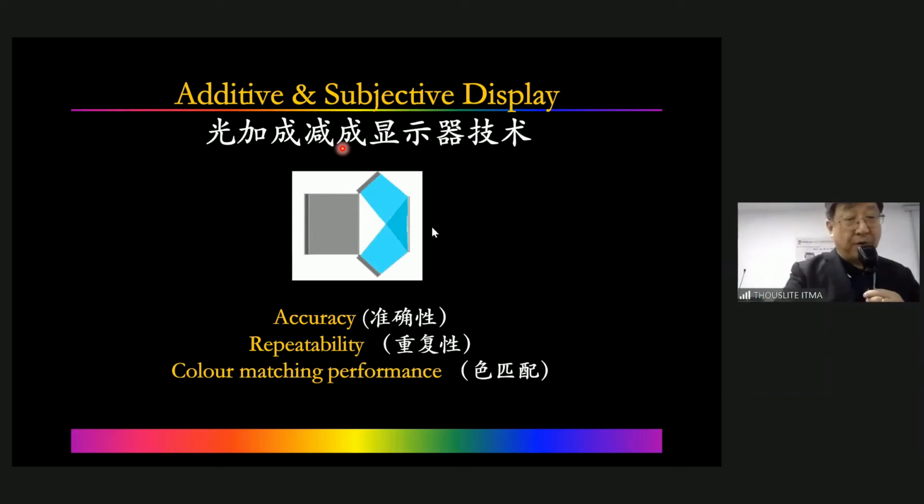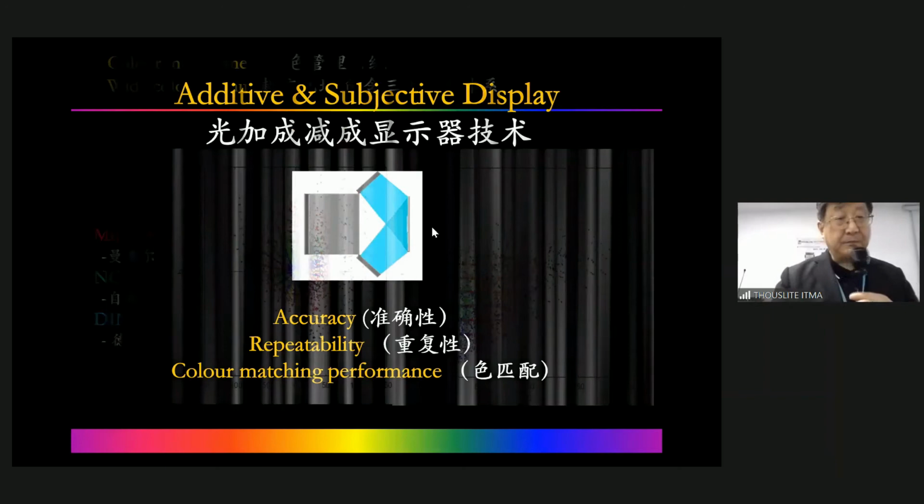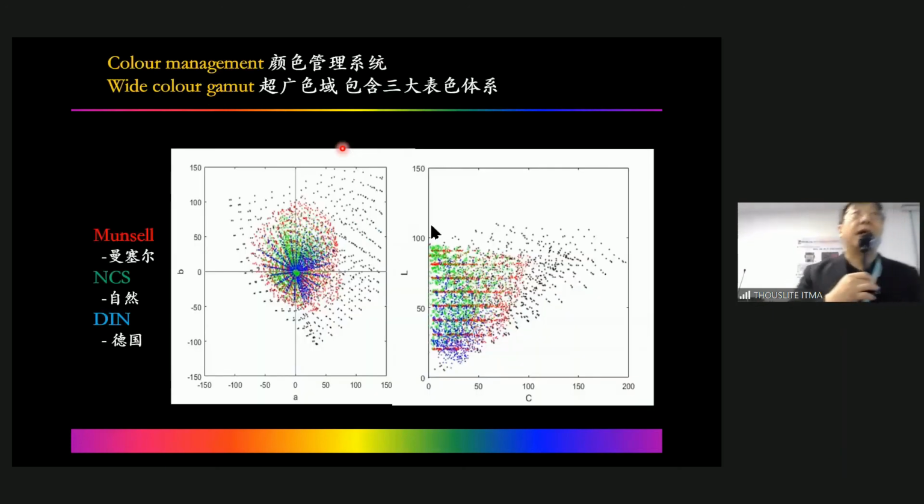I will also report its accuracy, repeatability, and the color matching performance. So this is the color gamut of the displays. We employ 6 channels, but normally we use 3 channels. It produces a much larger color gamut than the conventional dye process.